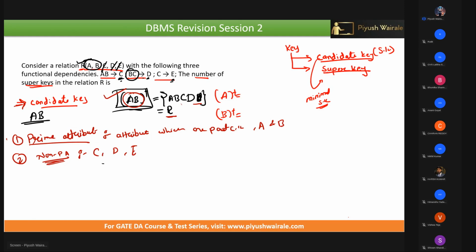This is a very, very important step. If you look at a normalization question, in almost every question we need to find out the candidate key, and the prime attributes and non-prime attributes. I hope how to find out the candidate key is clear to everyone. Anyone, any doubt?